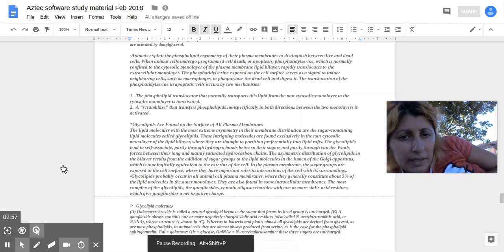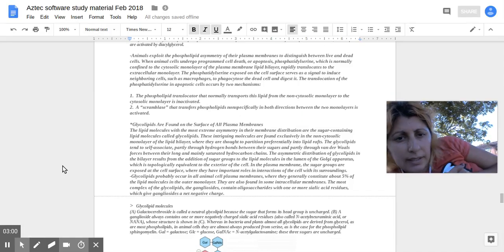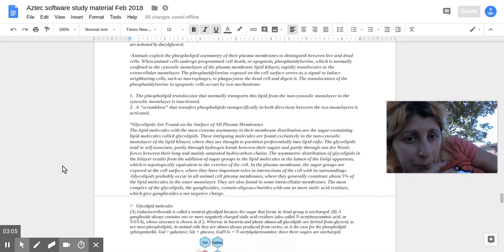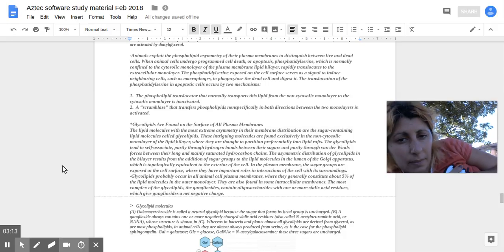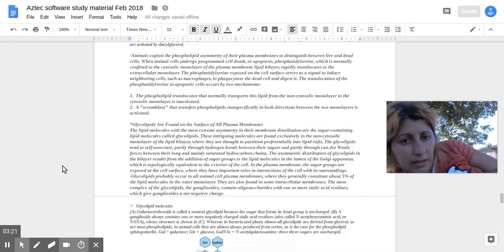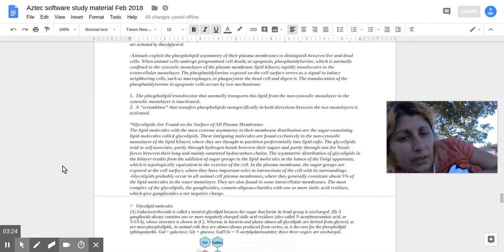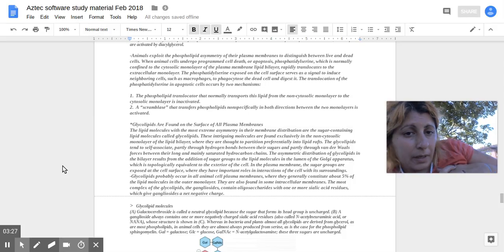So when phosphatidylserine goes to the outer cell surface, it is exposed to the outside of the cell. It serves as a signal to induce neighboring cells such as macrophages to phagocytose the dead cell and to digest it. So this only happens in the situation when the cell is going to be recycled. The translocation of phosphatidylserine in apoptotic cells occurs by two mechanisms.